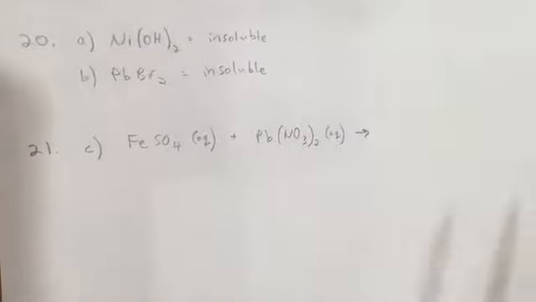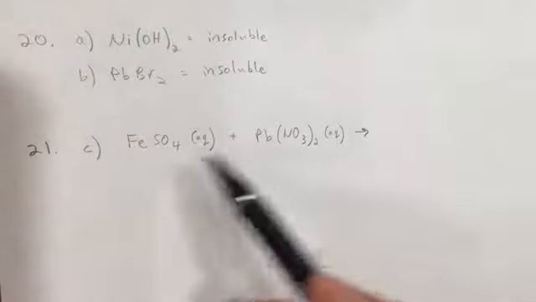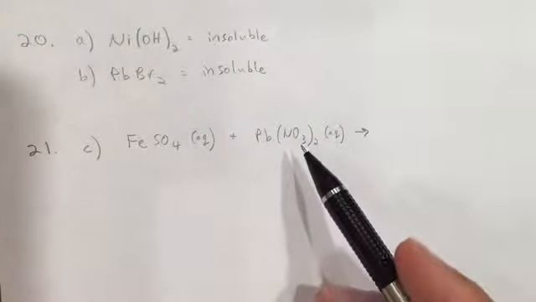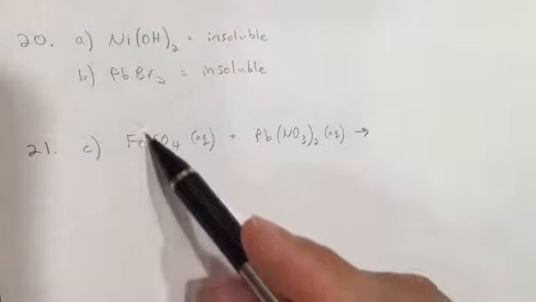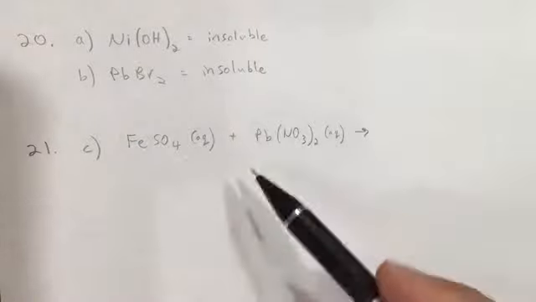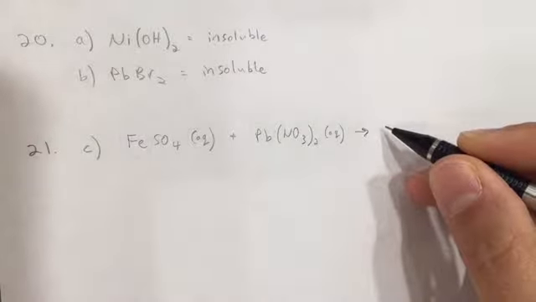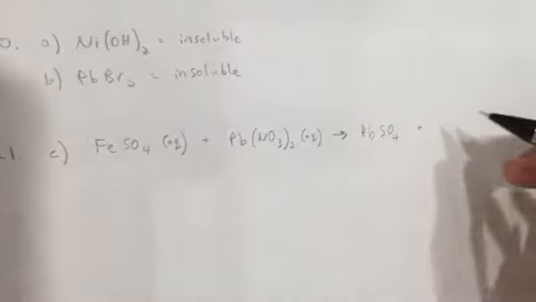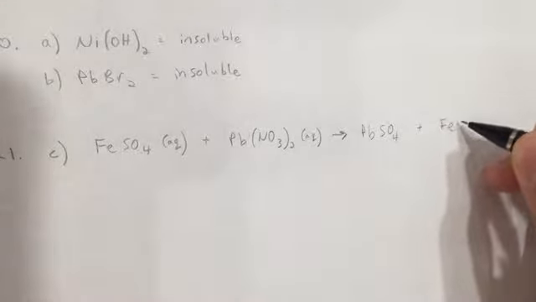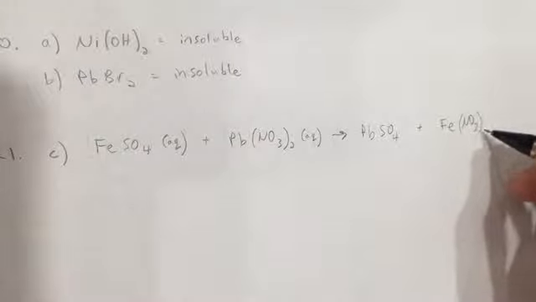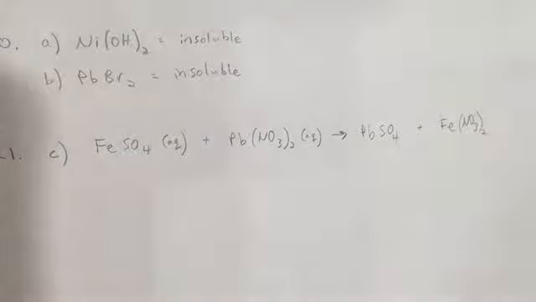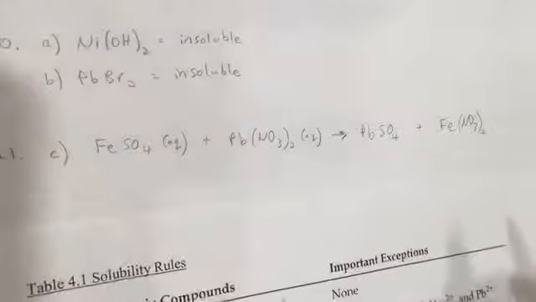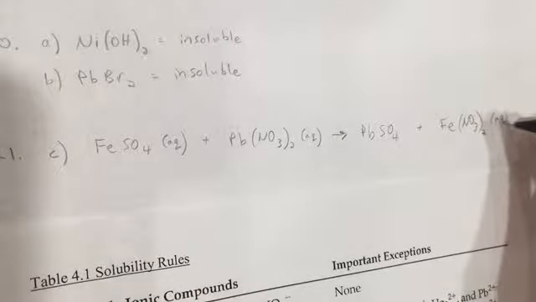Well, number 21c. We are asked to see if a precipitation reaction happens, and if it does, to write the equation. So we know that a double replacement reaction, iron and lead swap places, they swap partners. So we would have lead sulfate, and we would have iron nitrate. And I know that all nitrates are soluble. Okay, so all nitrates are soluble, so we would expect this to be AQ.